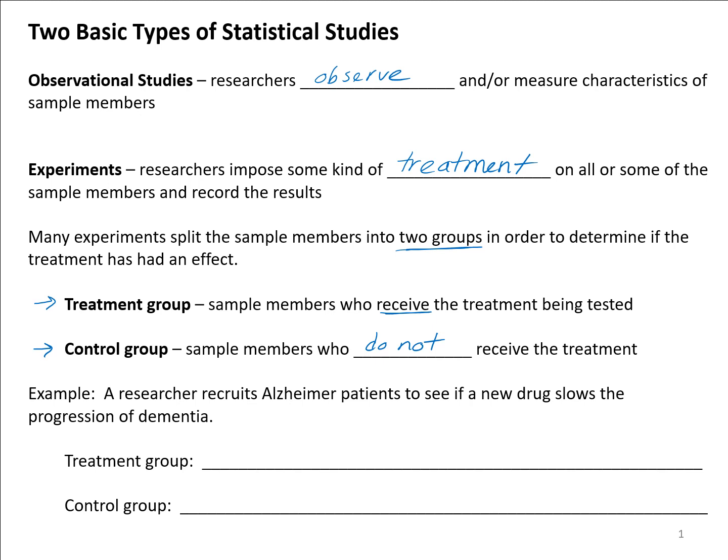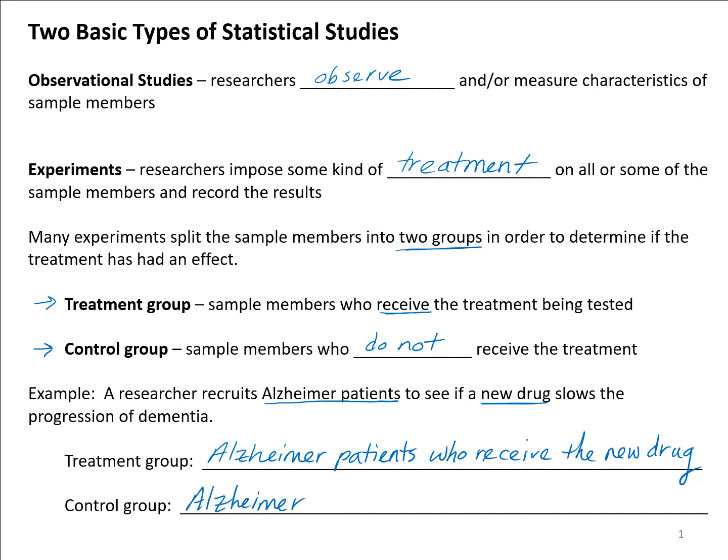So, for example, let's say a researcher recruits Alzheimer's patients to see if a new drug slows the progression of their dementia. This researcher would split those Alzheimer's patients into two groups. You would have the treatment group, which are those Alzheimer's patients who they actually give this new drug to. So Alzheimer's patients who receive the new drug. And then you'd have the control group, which would also be Alzheimer's patients, but they would be the patients who do not receive the drug.